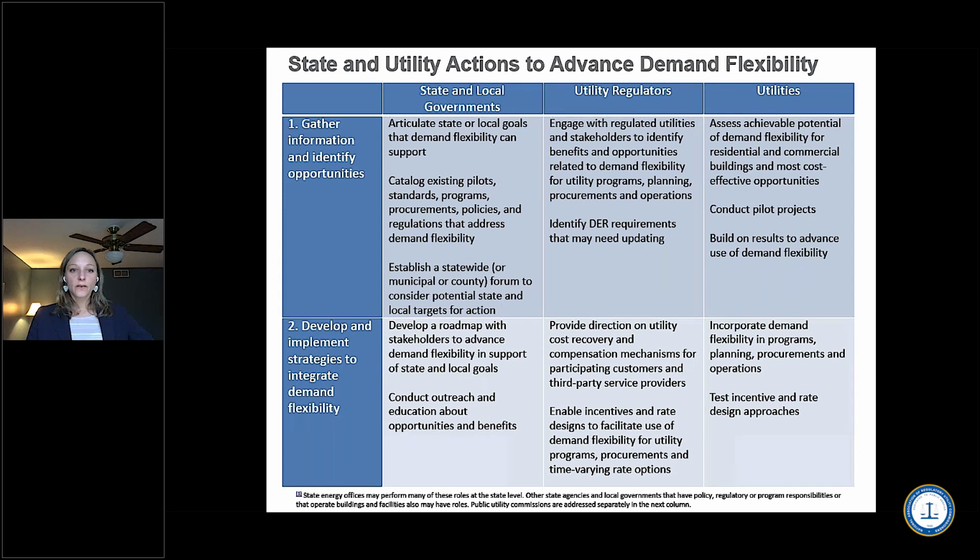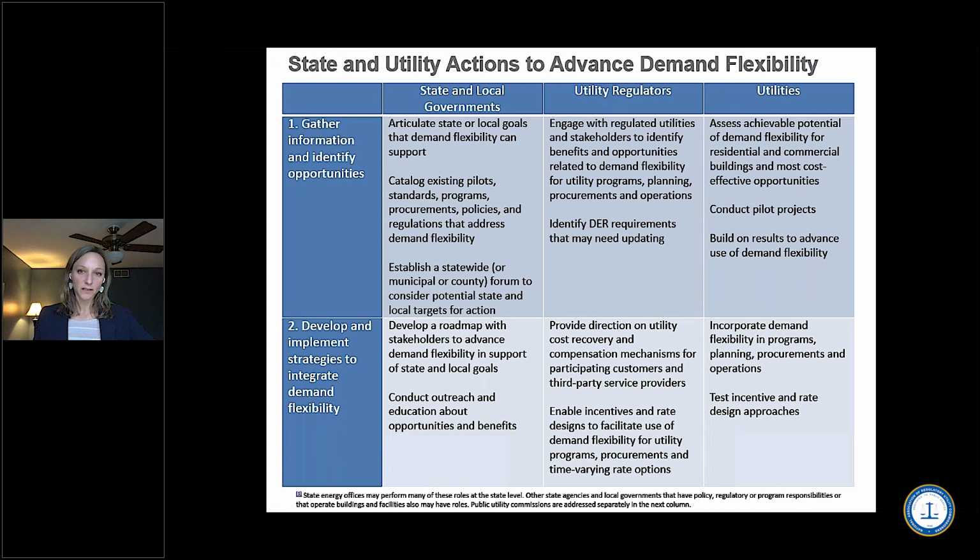So the next 2 slides I have are groupings of actions that states and utilities can take to advance demand flexibility. The first grouping is to gather information and identify opportunities. The second one is to develop and implement strategies to integrate demand flexibility. And the third one on the next slide, which I'll talk about in a second, is on accelerating adoption. So for each of these categories, we have actions for state and local governments, utility regulators, and utilities.